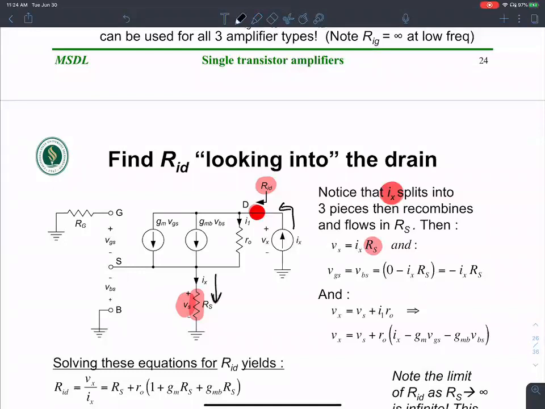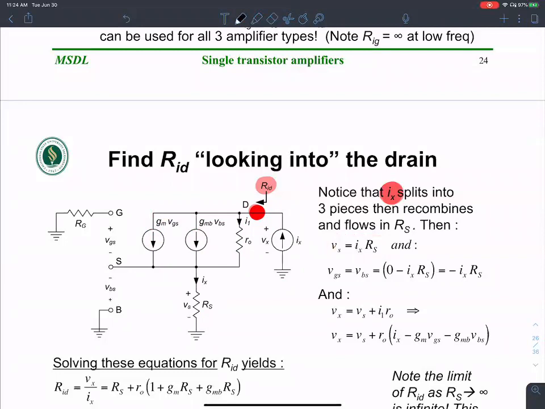Well, the current flowing through this can only be coming from these 3 branches, which are all emanating from this Ix. So this ought to be Ix. That's the observation, the first observation I make. And then based on that, I write this equation, Vs is Ix plus Rs.